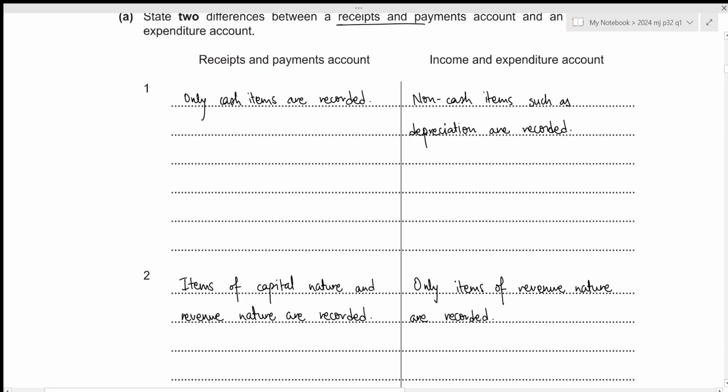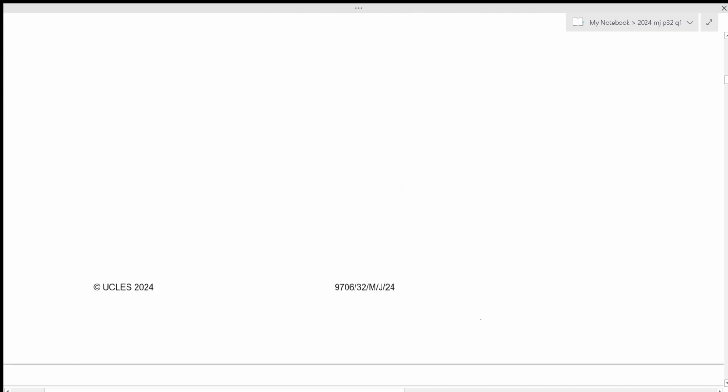Another difference could be that the receipts and payments account is similar to the summary of the bank statements, whereas the income and expenditure account is equivalent to the statement of profit or loss. That is all for the first part. Let's move towards the second one.